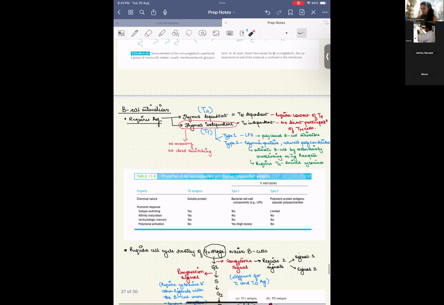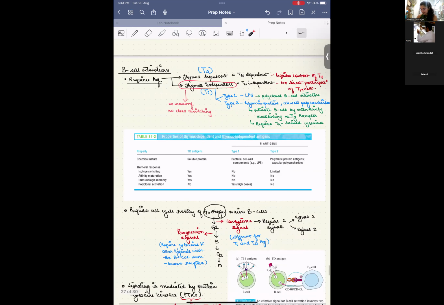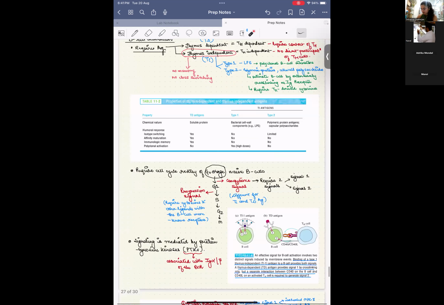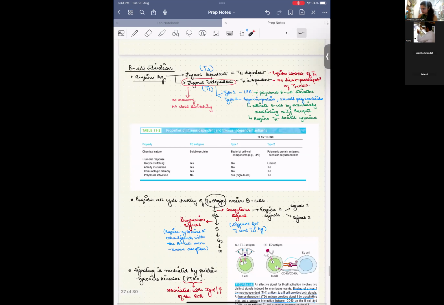Okay, so now we'll come to the process of B cell activation.